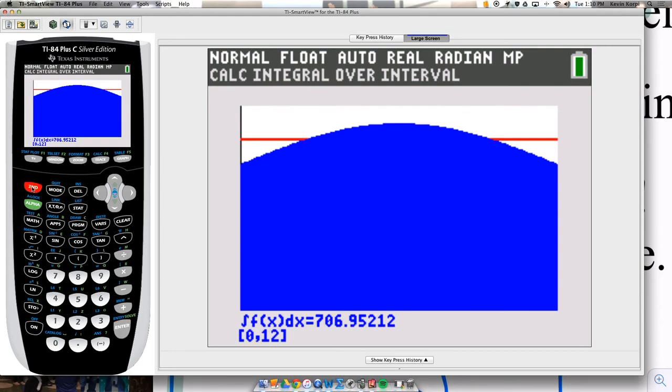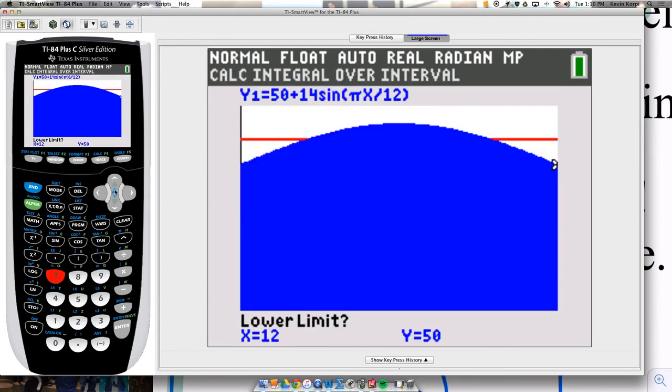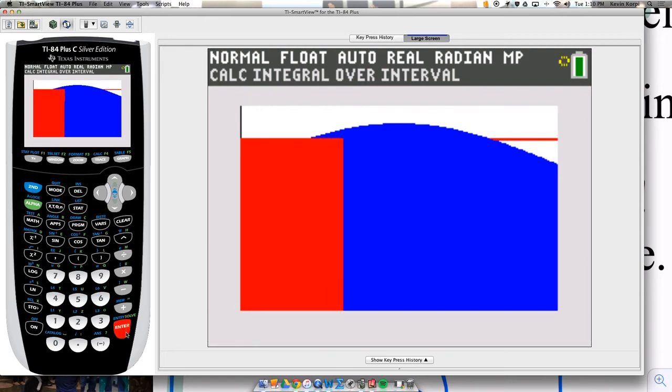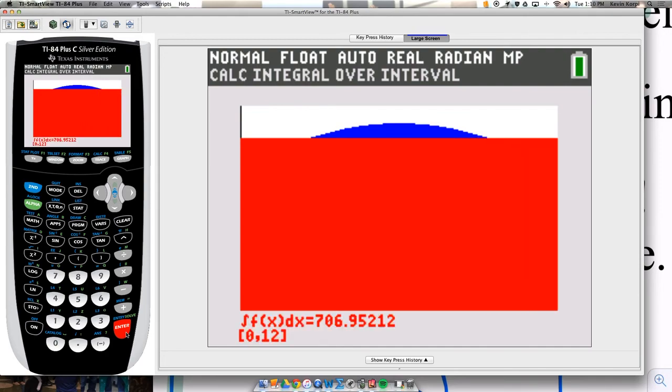Now, watch this. Second trace, number 7. If we toggle up to the horizontal line and we do the same thing from 0 to 12, watch this. It'll trace out over the blue, and I should get the same answer, right? 706 point whatever. Boom, 706.952. So we've just confirmed geometrically that it's the exact same area, though we don't like seeing that much red if we're unicorns, right?